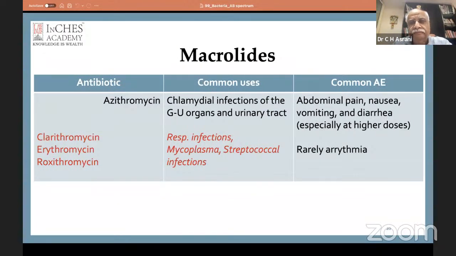Macrolides. Azithromycin has become a common household name, consumed by people all over. Azithromycin is used for chlamydial infection of the genitourinary organ and urinary tract. Clarithromycin, erythromycin, and roxithromycin: respiratory infections, mycoplasma, streptococcal, throat infections. Common adverse effects: abdominal pain, nausea, vomiting, and diarrhea, especially at higher doses, rarely arrhythmia.